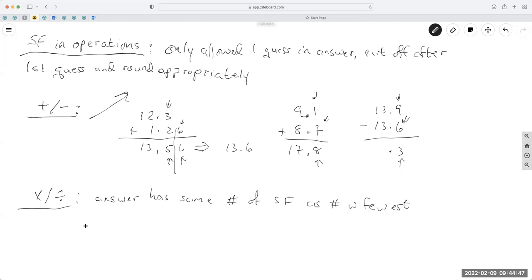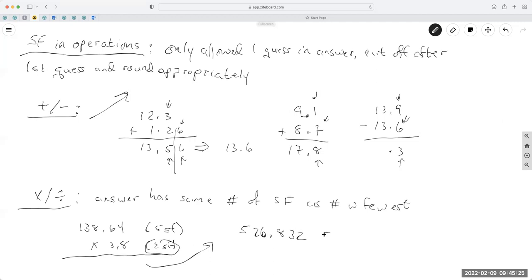All right, so what that means is if I take the number 138.64, which has five sig figs, and I multiply that by 3.8, which has two sig figs, right? And I do this on my calculator. Okay, my calculator says 526.832, but I only get two sig figs. So I'm going to have to call that 530, right?